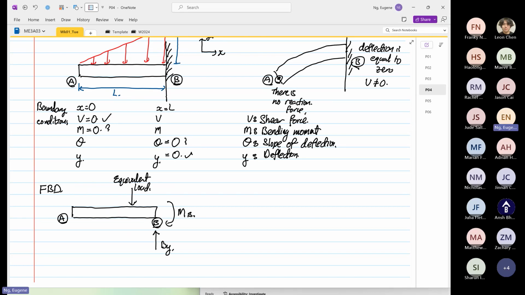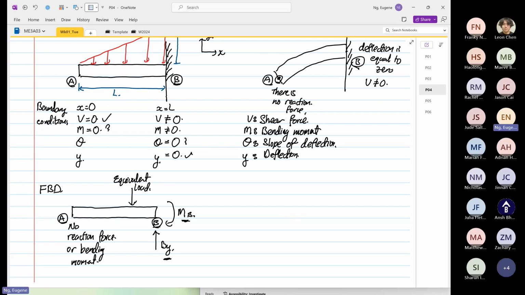If we go back to our boundary conditions, we know V is not equal to 0 at x equal to L. We know that the moment is not equal to 0 because we have the moment at point B and we have By. However, at point A, there is no reaction force or bending moment.